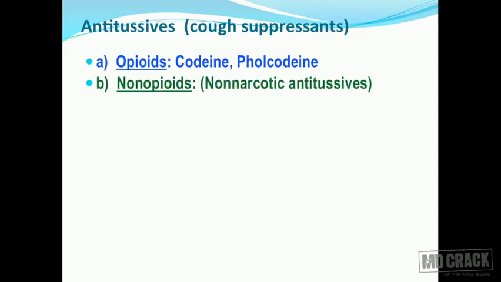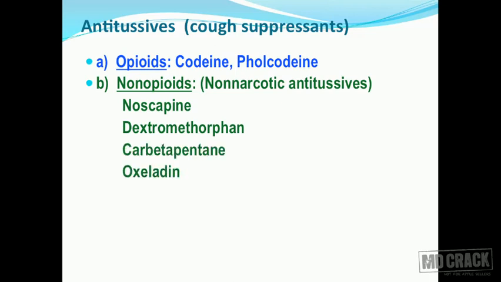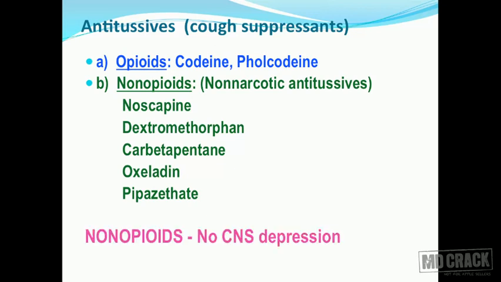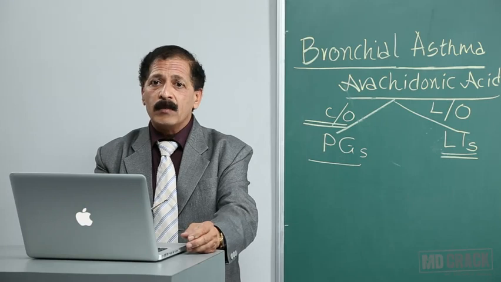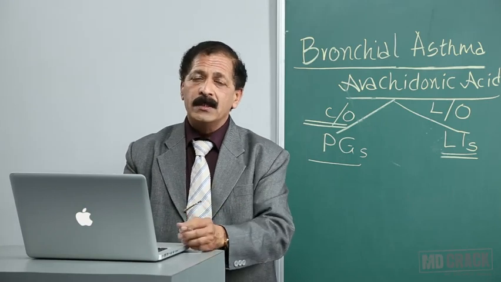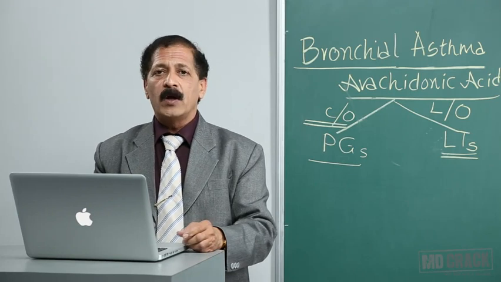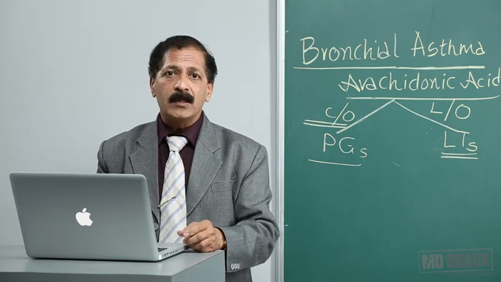We have newer drugs which are non-opioids, and they are non-narcotic antitussives. Narcosis is CNS depression. Non-narcotic, they are less likely to produce the CNS depression, and they'll produce the cough suppressant effect. Some of the important names are noscapine, dextromethorphan, carbetapentane, oxeladin, and pipazetate. Non-opioids do not produce the central nervous system depression. That's a very important thing to remember. So we briefly went through bronchial asthma, but we went through some important facts and some important drugs useful in the management of bronchial asthma as well as useful in the symptomatic management of cough.